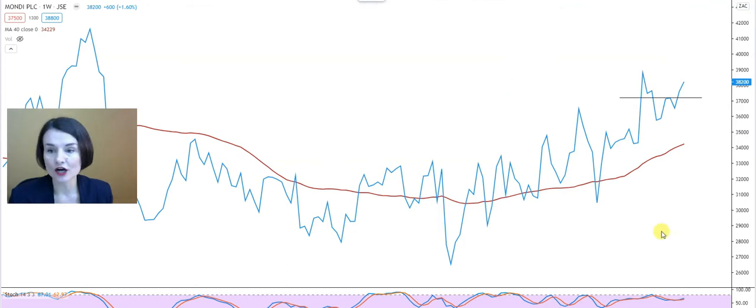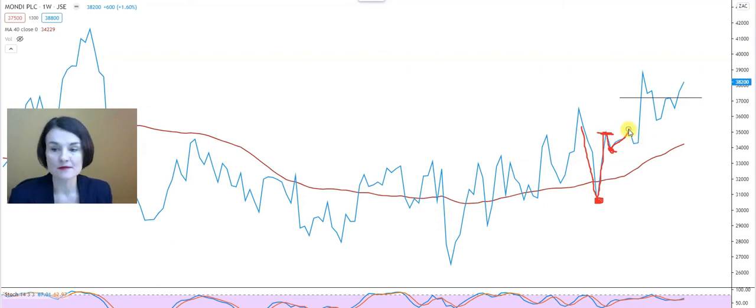Now, a higher low is when an instrument pulls back, finds support, bounces, retraces a little bit, finds support again, and bounces. Now, if that support level is a little bit higher than the previous support, once that previous resistance changes into a support, we call that the next higher low.